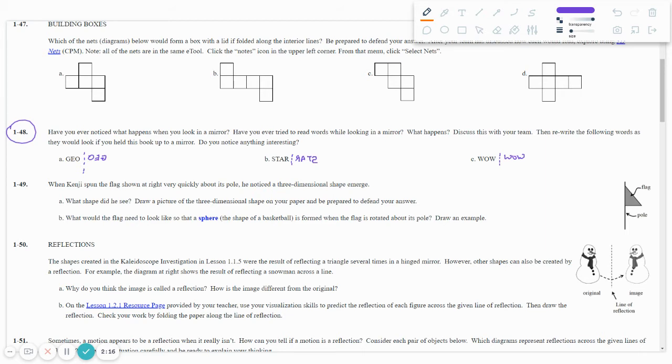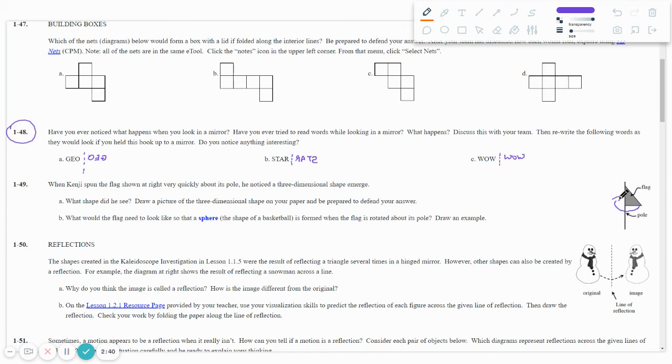For 1-49, it says, when Kenji spun the flag shown at right very quickly about its pole, he noticed a three-dimensional shape emerge. Part A, what shape did he see? So draw a picture of the three-dimensional shape on your paper. So something that I mentioned in class about this question is, imagine if we were to spin this all in a circle. And I know for my pencil, I'm going to try to visualize it, sort of going in like this sort of direction here.